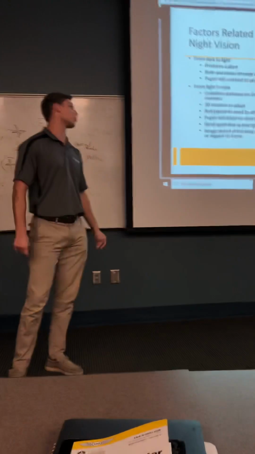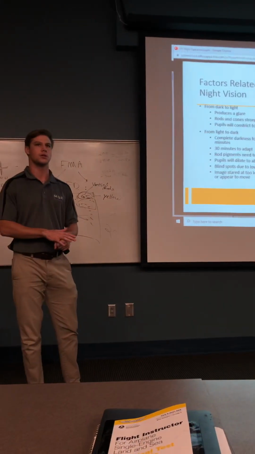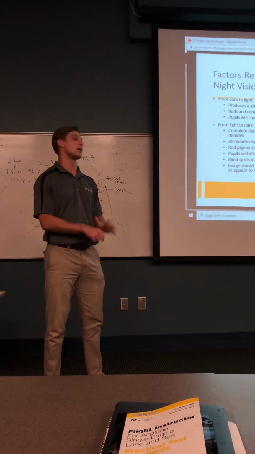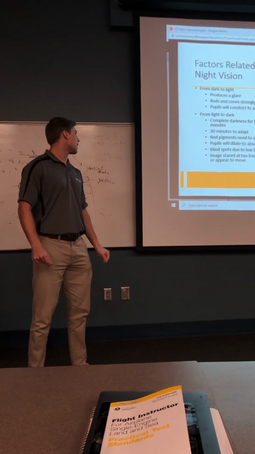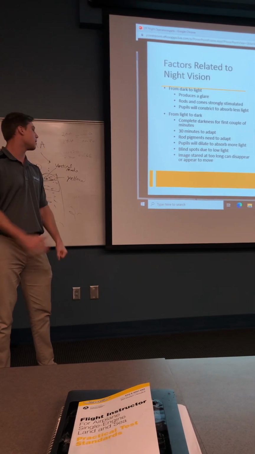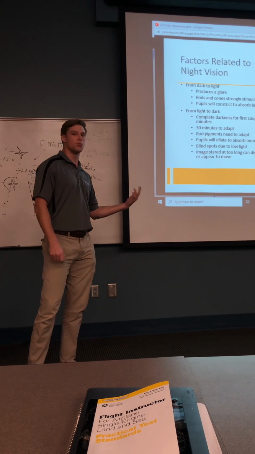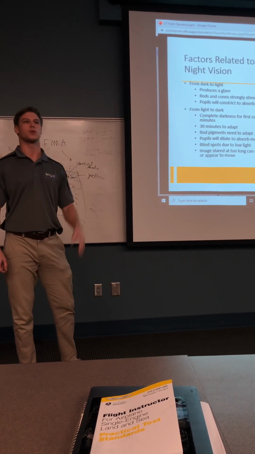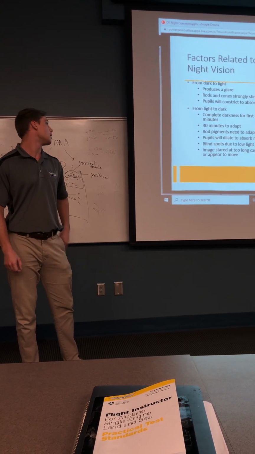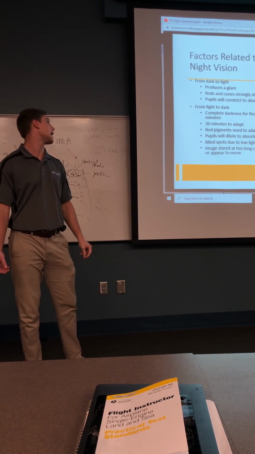It's because you're absorbing all that light and sending signals to your brain that you don't need as much of your pupil to absorb that light. And then from light to dark, you'd have complete darkness for the first couple of minutes. If you're going from a really light room like this and all the power just cut out, or the sun went down and it just went dark, you'd see complete darkness, and it takes your eyes about 30 minutes to adapt.